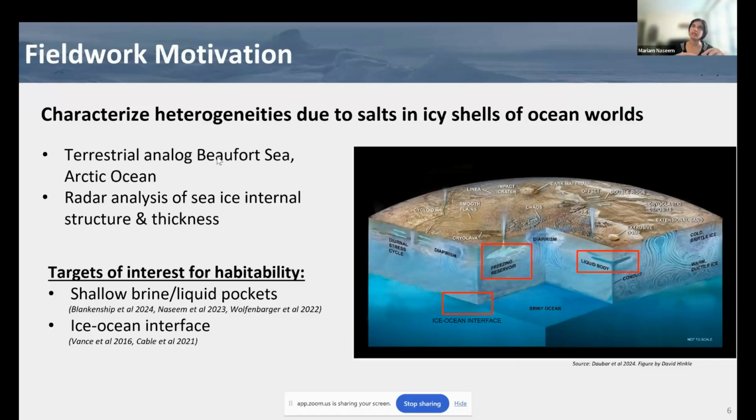Because when you have salt in the ice, it tends to dampen the signal strength. We call it attenuation. And we wanted to see if these characteristics like structure and thickness would still be visible despite that.